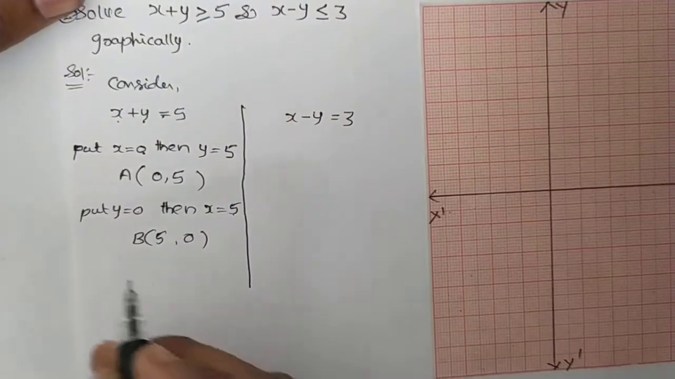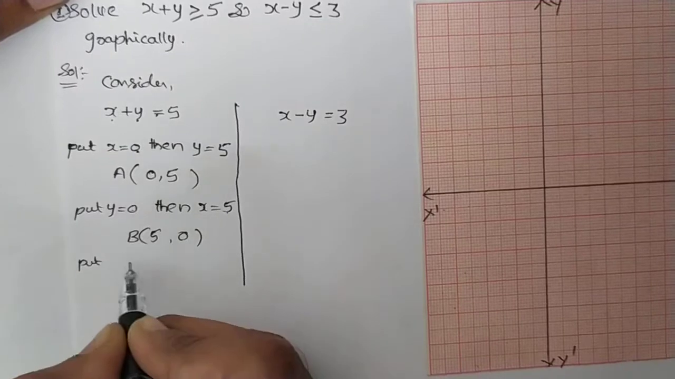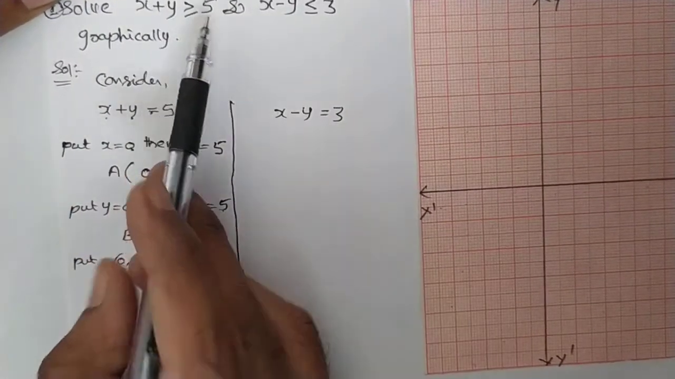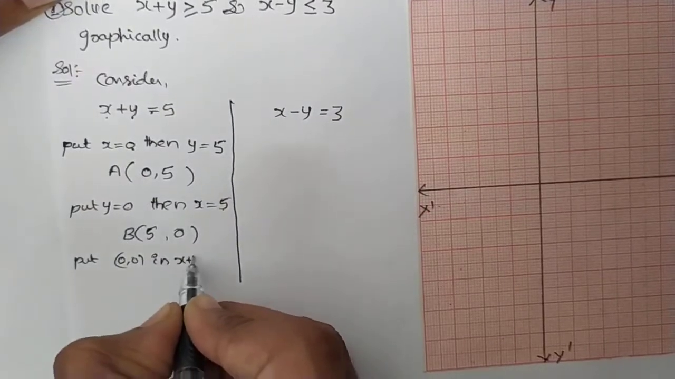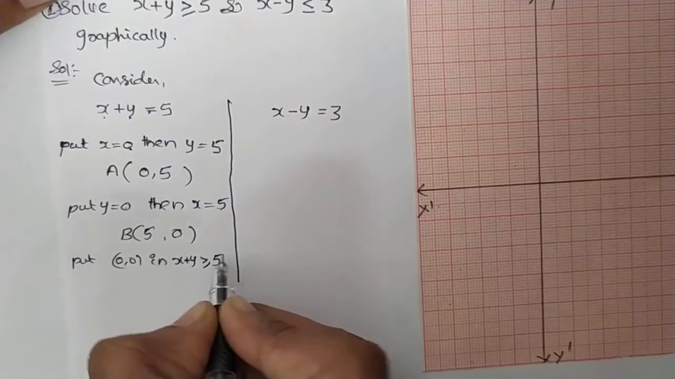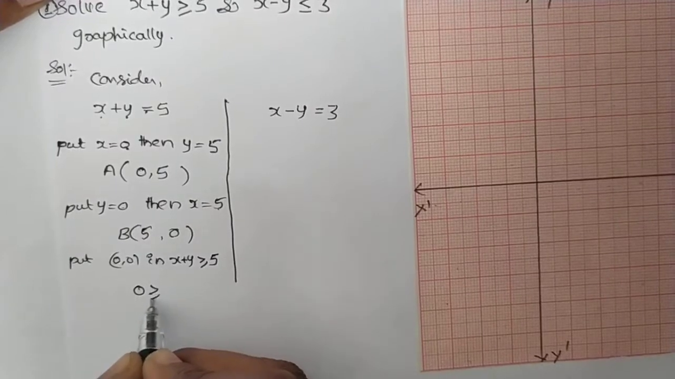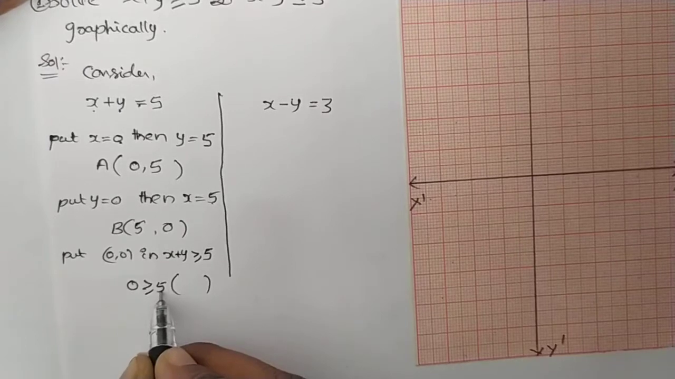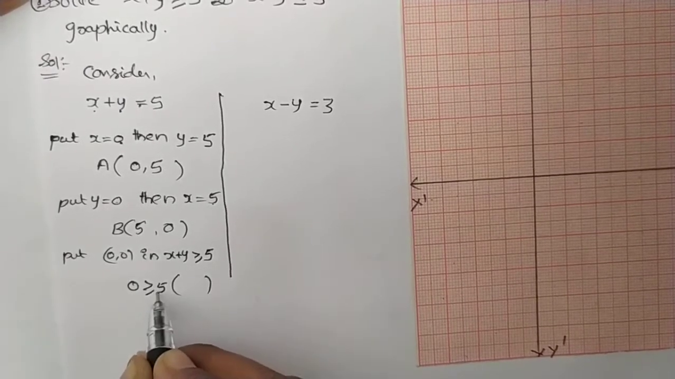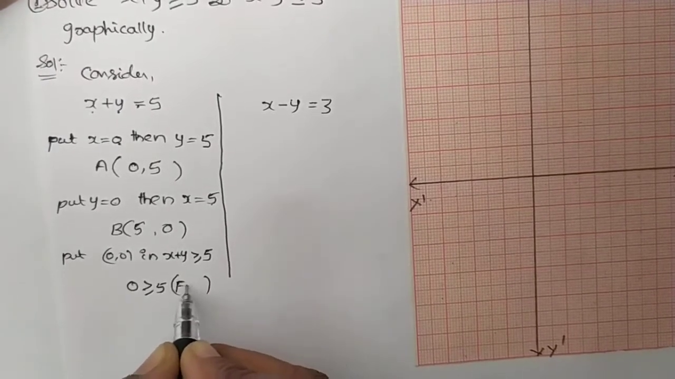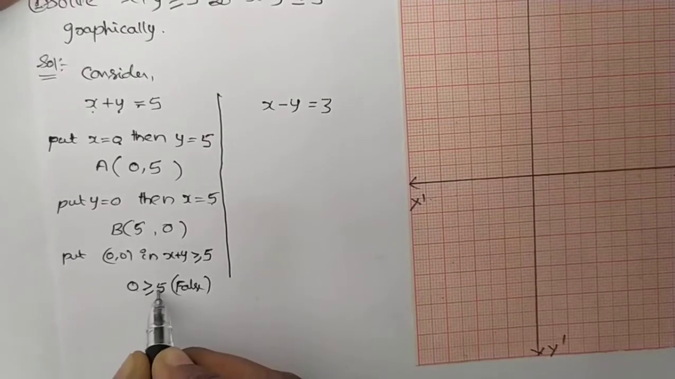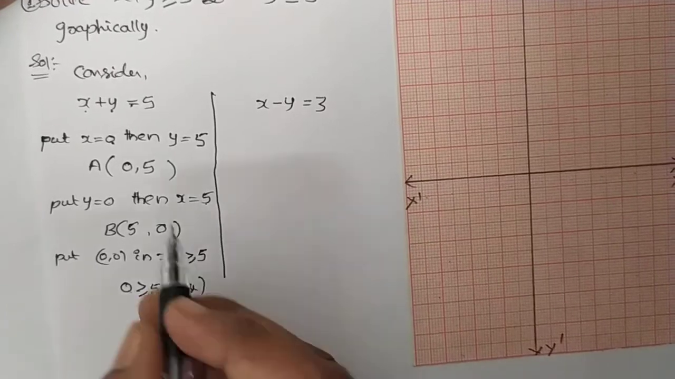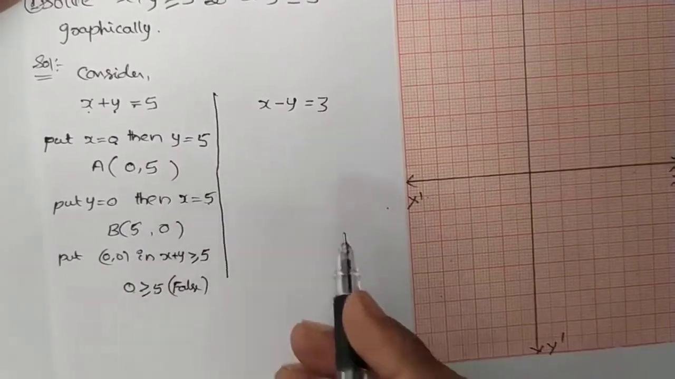Next step is what? We have to put 0 comma 0 in the given inequality. Put 0 comma 0 in the given inequality x plus y greater than or equal to 5. So 0 is greater than or equal to 5. It says that 0 is more than 5. Is this true? No, it is not true. Therefore, it is false.